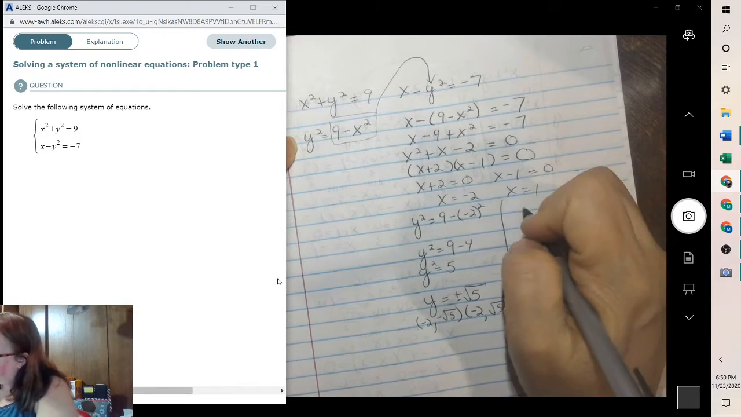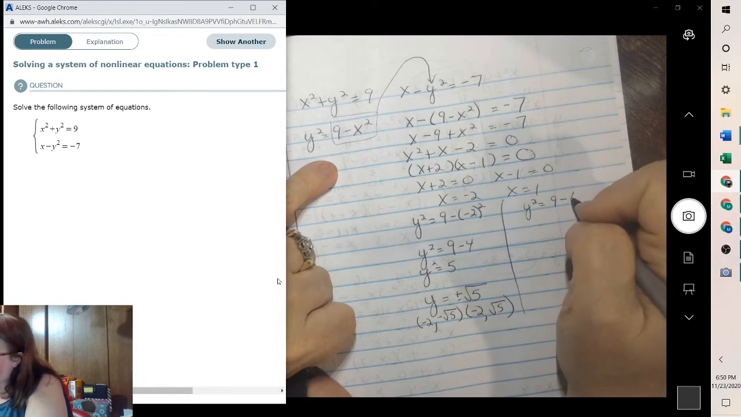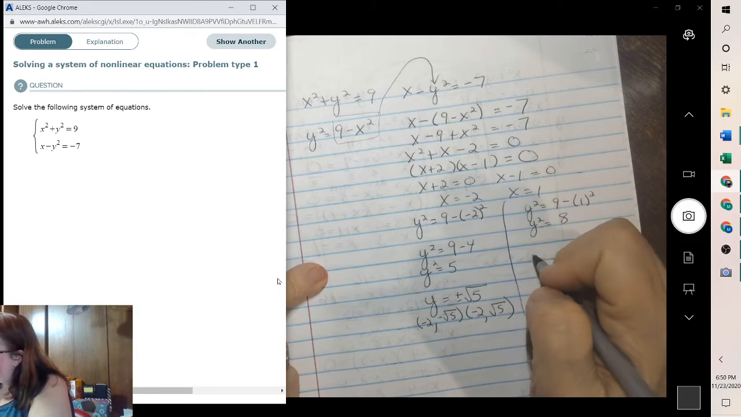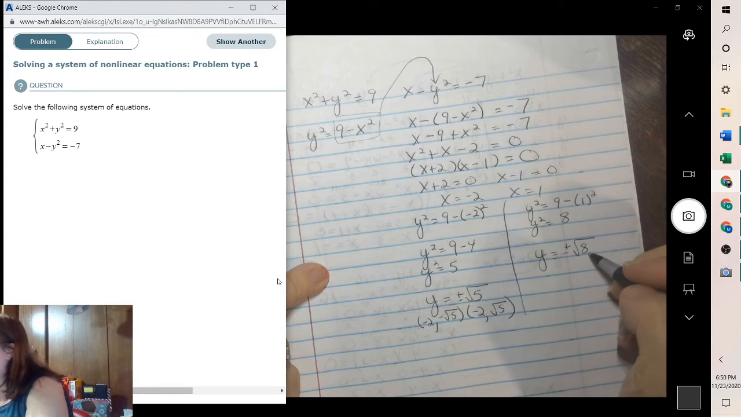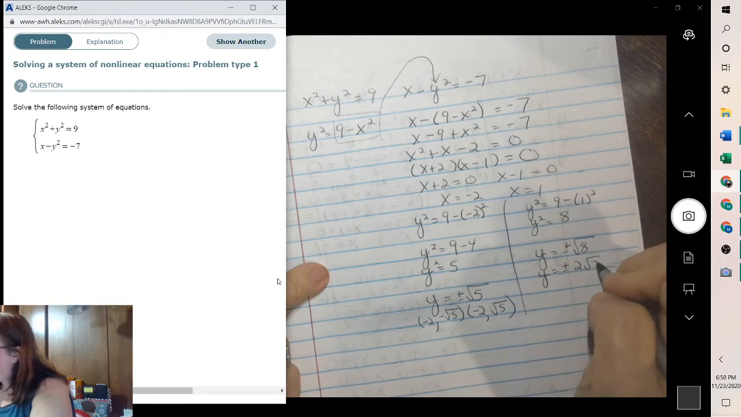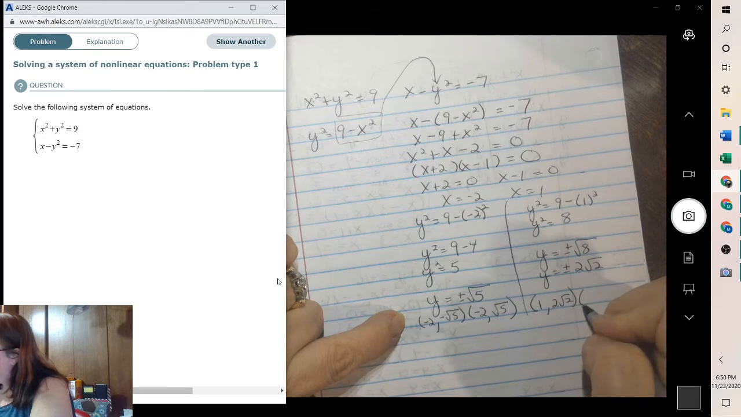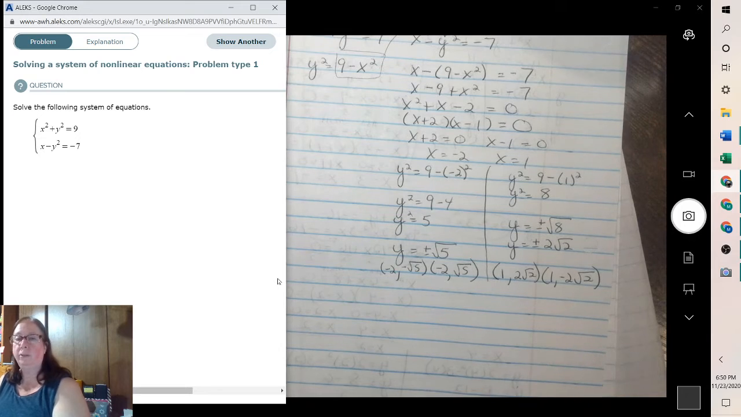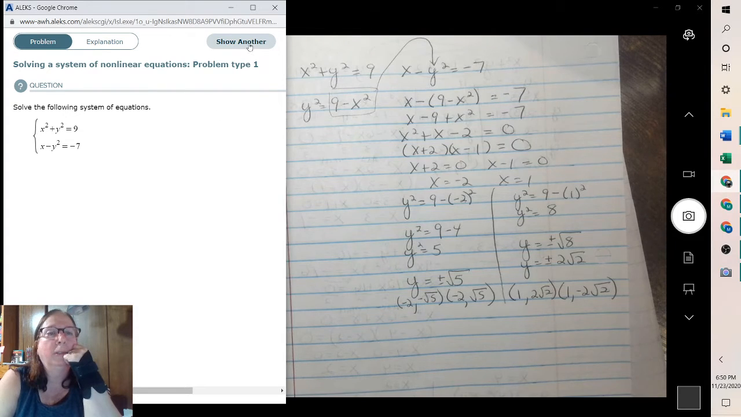Then we plug 1 in. Y squared equals 9 minus 1 squared. Y squared equals 8. Taking the square root, y equals plus or minus the square root of 8. 8 has a perfect square of 4, so it's y equals plus or minus 2 radical 2. 1 and 2 radical 2. 1 and negative 2 radical 2. So this one would have 4 answers. Try one more.